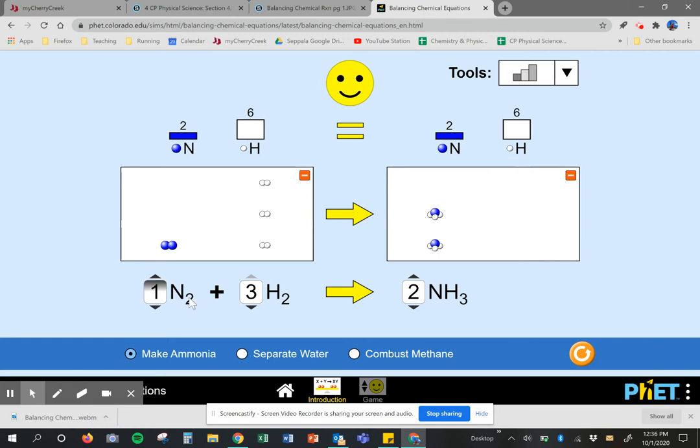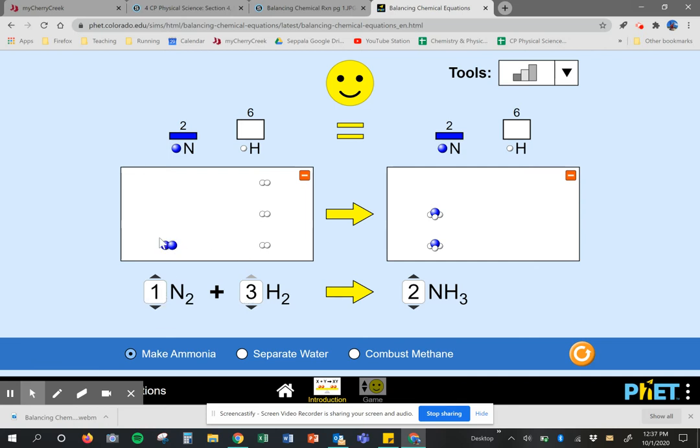The chemical formula is 1 part nitrogen plus 3 parts hydrogen will give you 2 parts ammonia. That's the recipe. The recipe is important because if you don't have the exact right ratios and amounts, it's not going to work. If, for example, I had 2 parts hydrogen, it doesn't work. If I had 2 parts nitrogen, it doesn't work. It must be 1 part nitrogen, 3 parts hydrogen, and 2 ammonias come out of that.